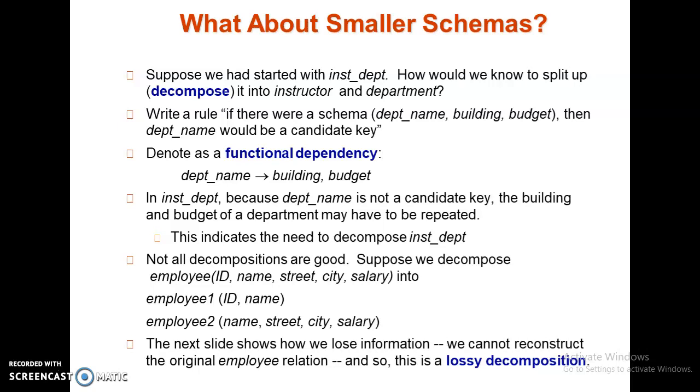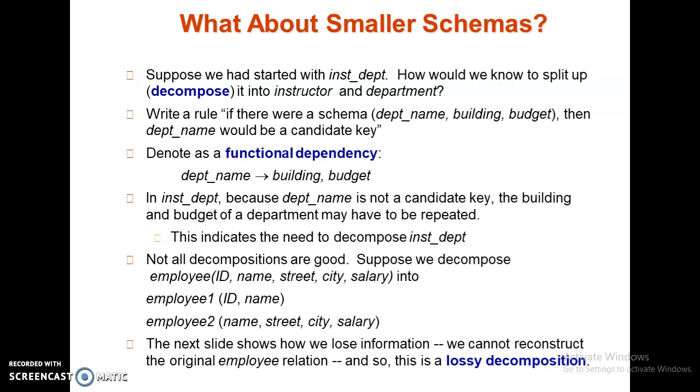Let's look at the second point. To write a rule: if there were a schema, department name, building and budget, then the department name would be a candidate key. Obviously, the department name is a candidate or a primary key here. And we can represent this functional dependency, in short, as an FD. And this FD can be represented as the department name, which determines the building and the budget. Building and budget are the other two columns which are dependent on the department name.